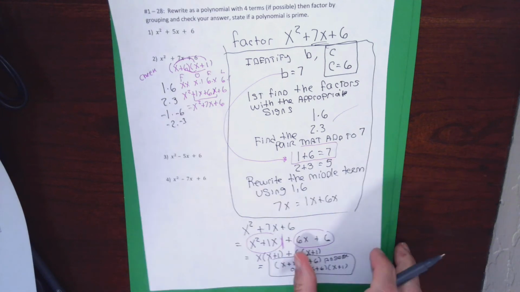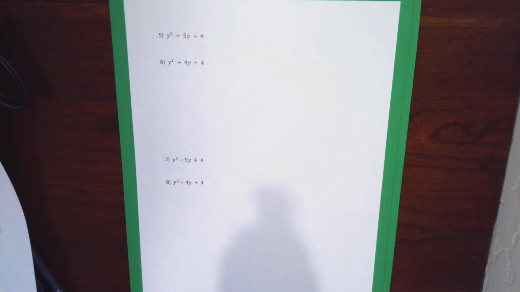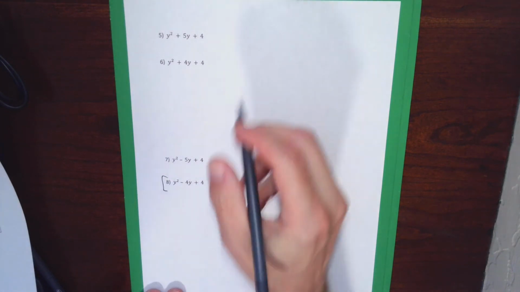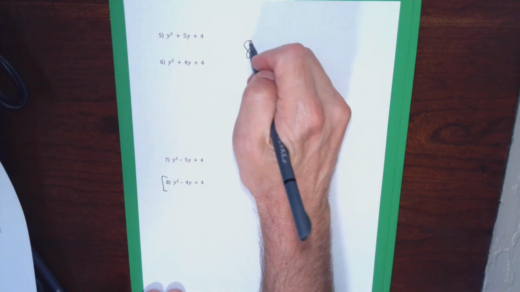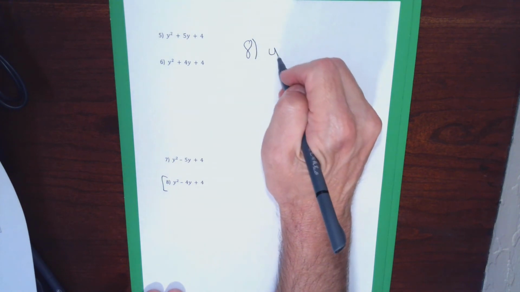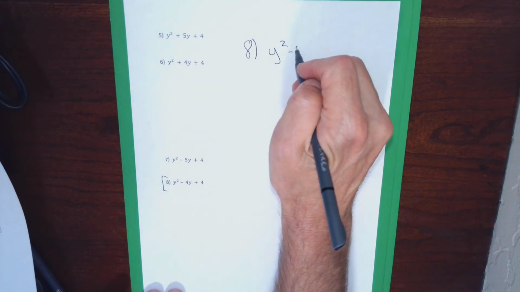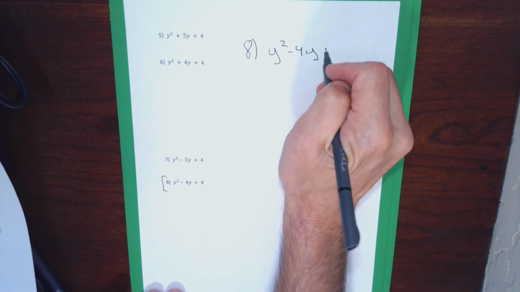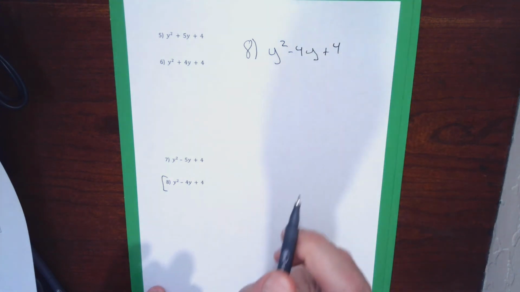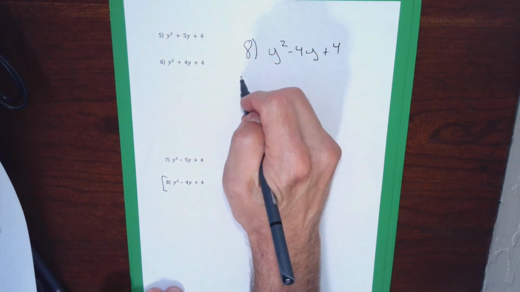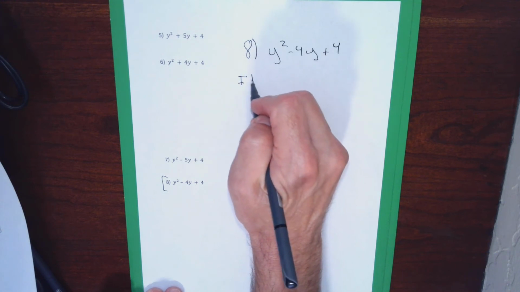So let me skip through, and I'll pick the problem on the second sheet that looks harder, and 8 looks harder to me. So for 8, I'm going to factor y squared minus 4y plus 4. I'm going to start off and identify the b and the c.